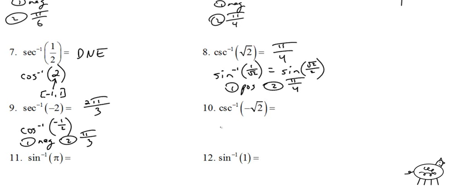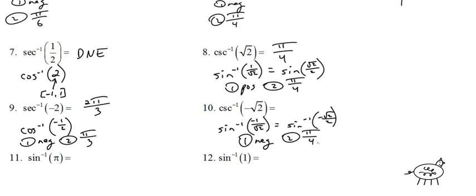Again, I can write this as inverse sine of, I'll just write this negative 1 over root 2, which is inverse sine of negative root 2 over 2. So the first thing, it's negative. Second step, reference angle is pi over 4. So the answer is negative pi over 4.